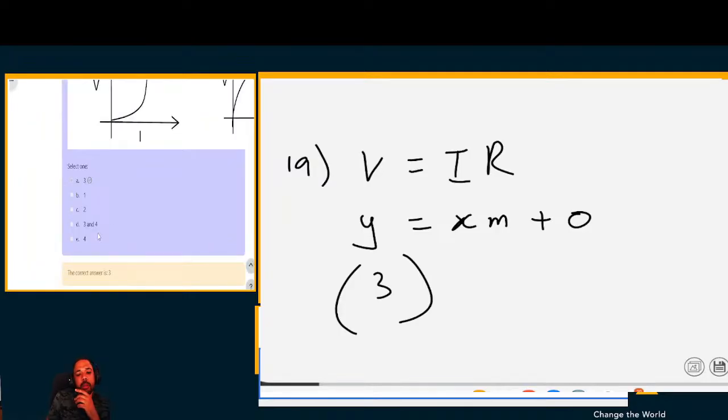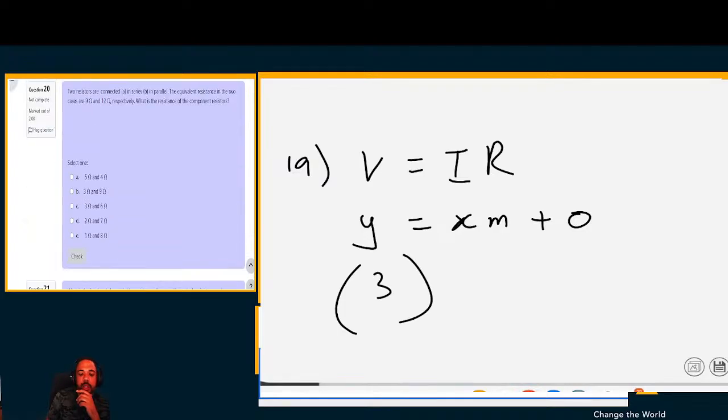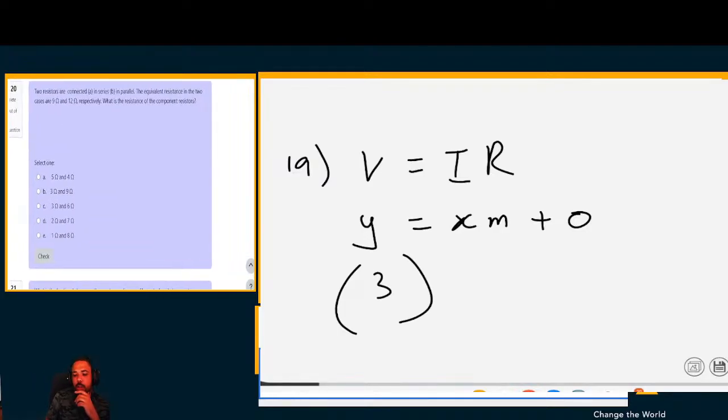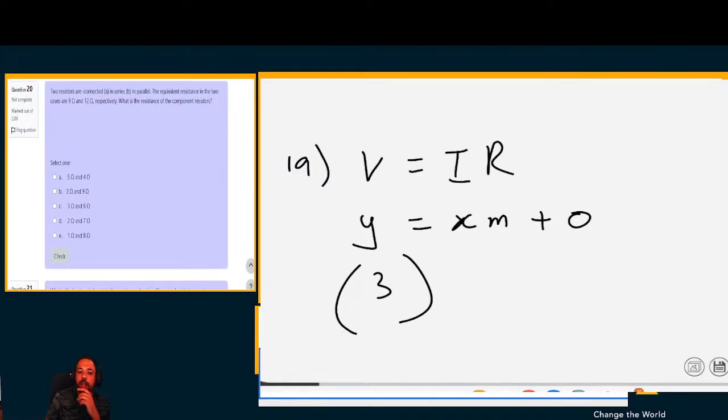And we're checking number 3, and yes, it's correct. The correct answer is 3. Then our final problem for today. If you have any questions, sir, okay, you can go ahead.